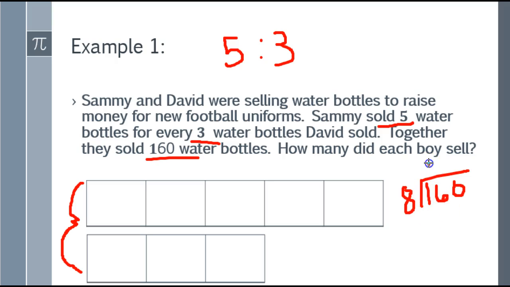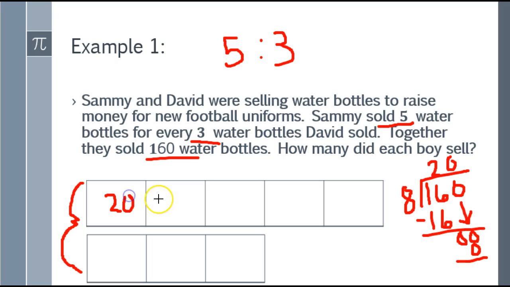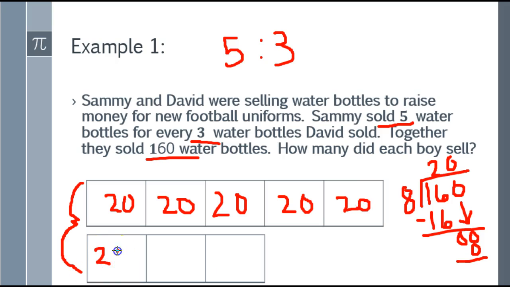So 8 into 16 goes 2 times. 2 times 8 gives me 16. I subtract, and I bring down the 0. So 8 into 0 goes 0 times. 8 times 0 is 0. And I'm finished. So each individual piece of tape represents 20. They are worth 20. So that gives me each individual piece.